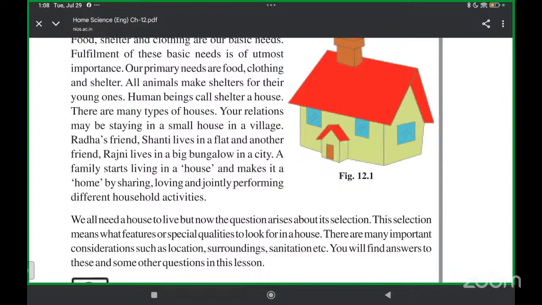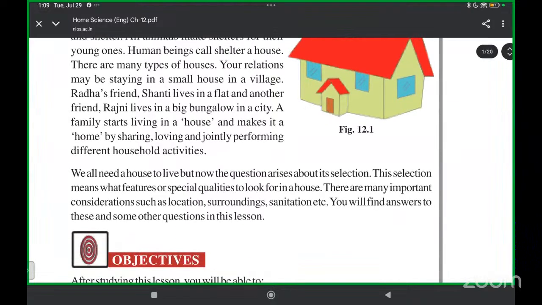But what is a home? A home is where a family lives in the house. They do everything together. They live lovingly, they live together, and they jointly perform all the activities. The love is there, the unity is there, the bond is there, and they take care of each other. That is what is called a home. It becomes a home when a family or people living in the house do all these things together.